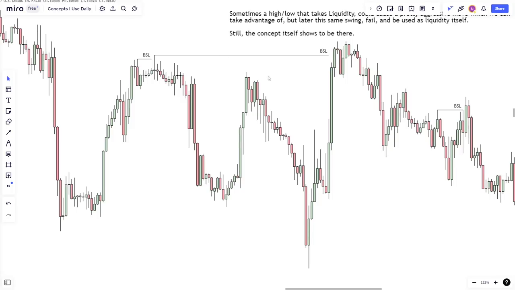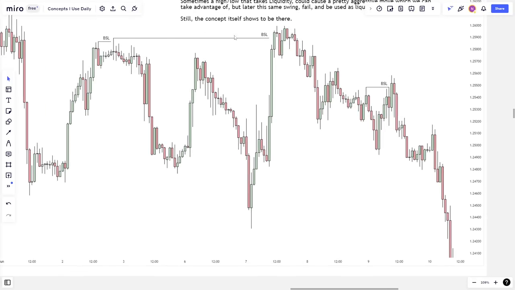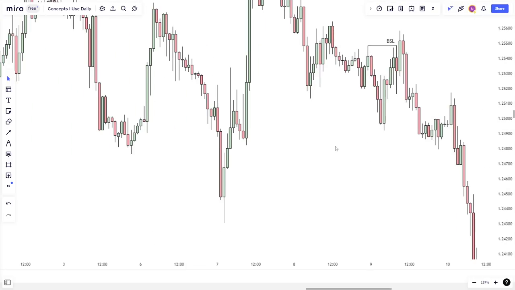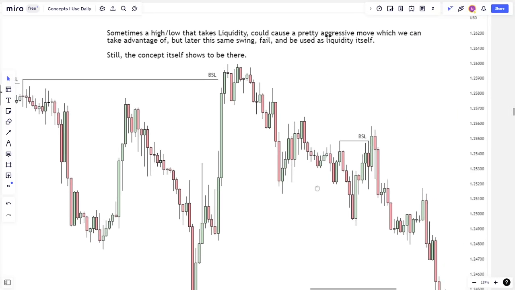Price took buy side liquidity, and that buy side liquidity was enough to cause price to go lower to seek more sell side liquidity, to then retrace, take more buy side liquidity, and as you can see, the run above this high ends up causing a much larger impulse. What happens after this run of buy side liquidity? It goes aggressively lower. And as you can see, price just continues respecting that trend.